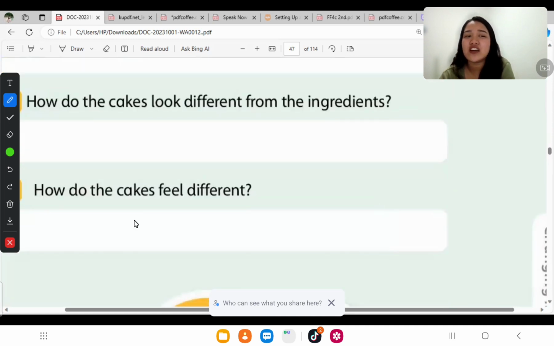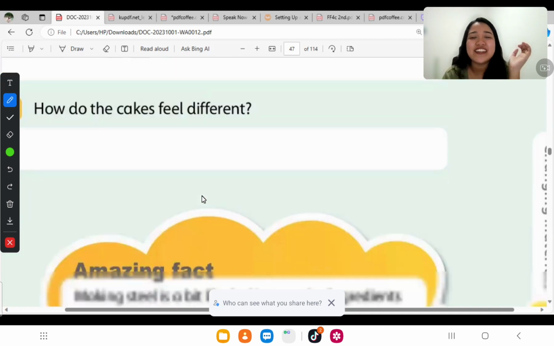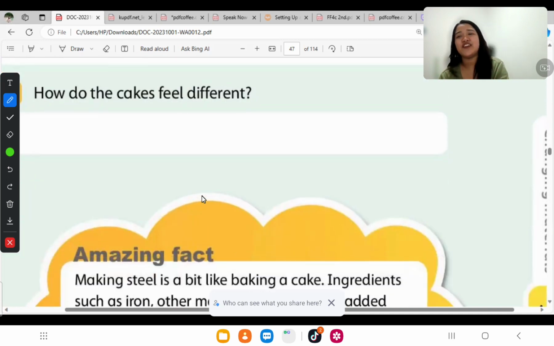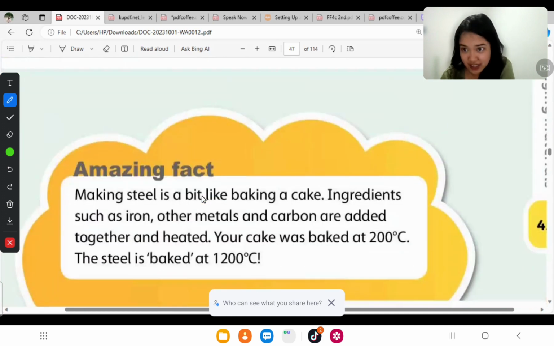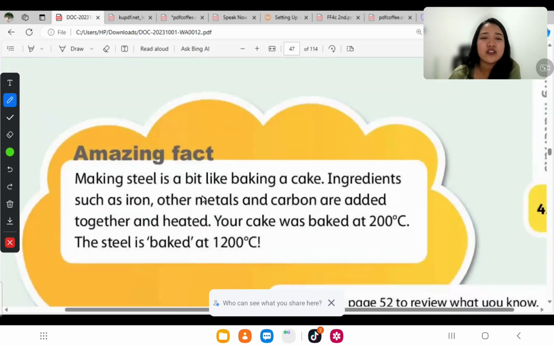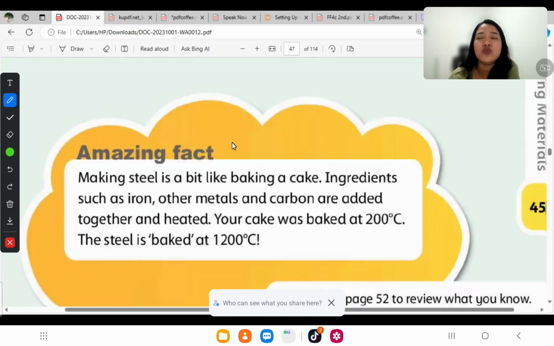And the last one here: how does the cake feel different now? Is it fluffy or hard? Wow, very good. So the cake looks fluffy and soft when we bake it. So this time, the facts about cakes here are talking about changing materials using heat.